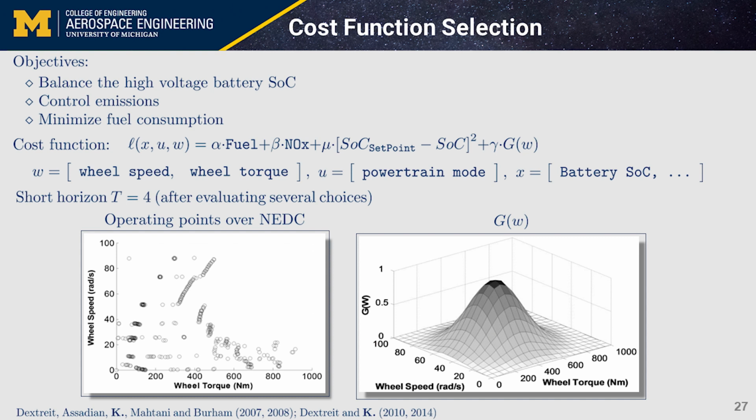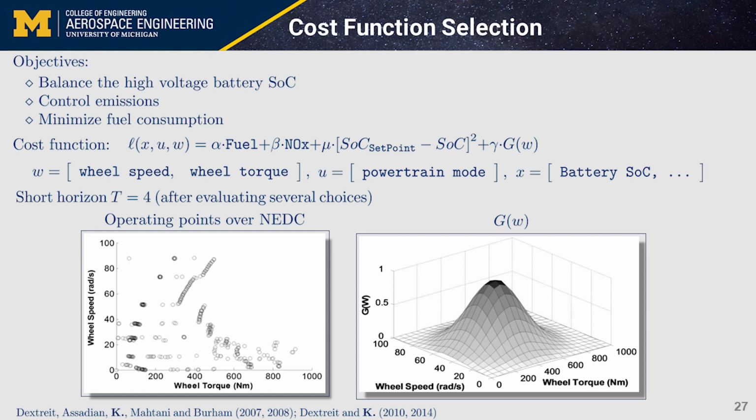So what kind of cost function can one pick? Well, you could pick something like this, where you minimize the fuel times some coefficient alpha plus beta times NOx plus a term that penalizes deviation of state of charge from desired state of charge. And then again, we need to add a term that somehow penalizes the actions of the first player, which is the drive cycle. So here, to drive, the first player would specify wheel speed and wheel torque. In this case, the U would basically be powertrain mode, and then the state would be battery state of charge, and you could include other states if you so desire, such as temperature in this formulation.